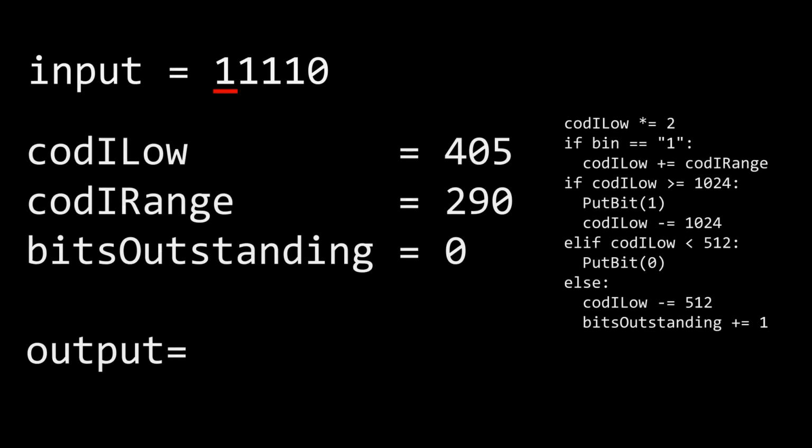For each bit to encode, first, multiply code I low by 2. If the bit is a 1, increase code I low by code I range. Then, if code I low is greater than or equal to 1024, output a 1, and decrease code I low by 1024. If it's less than 512, output a 0. If it's between 512 and 1023, decrease it by 512 and increase bits outstanding by 1.